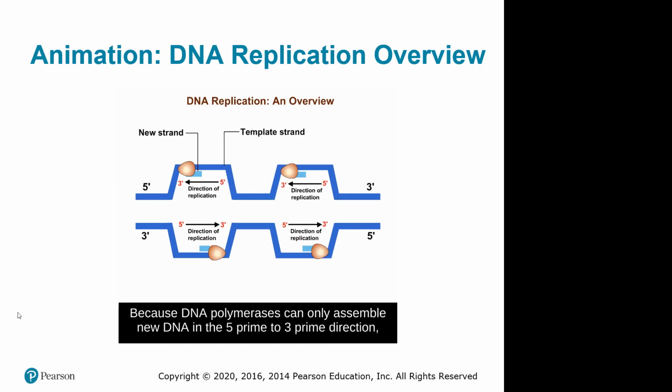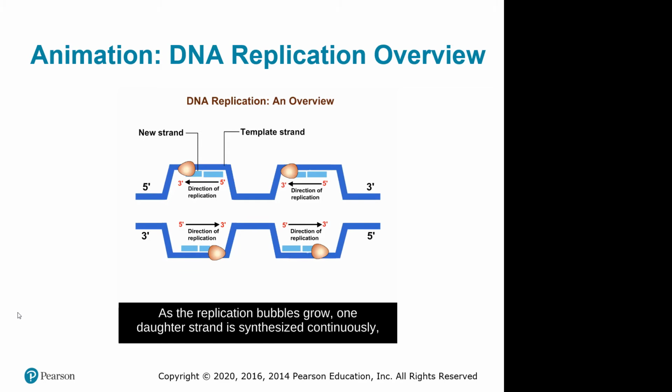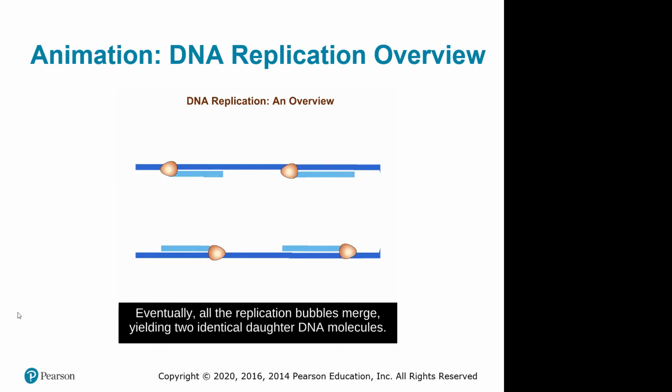Because DNA polymerases can only assemble new DNA in the 5' to 3' direction, only half of the new DNA can be synthesized in one continuous piece. The other half is synthesized in short pieces. As the replication bubbles grow, one daughter strand is synthesized continuously, while the other daughter strand is synthesized in pieces. The pieces are joined together by the enzyme DNA ligase. Eventually, all the replication bubbles merge, yielding two identical daughter DNA molecules.